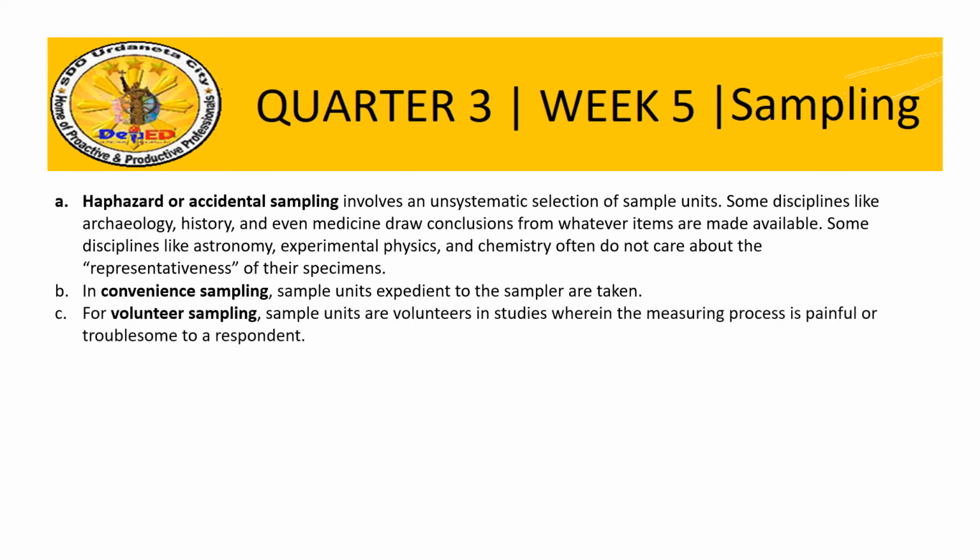So next one, we have volunteer sampling. In volunteer sampling, sample units are volunteers in studies wherein the measuring process is painful or troublesome to the respondents. So here, whoever volunteers to be respondents becomes your sample, even if they are not suitable as your representative. So here, you can have bias or inappropriate or inconclusive results.